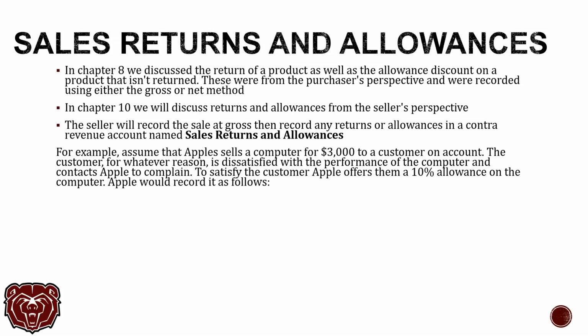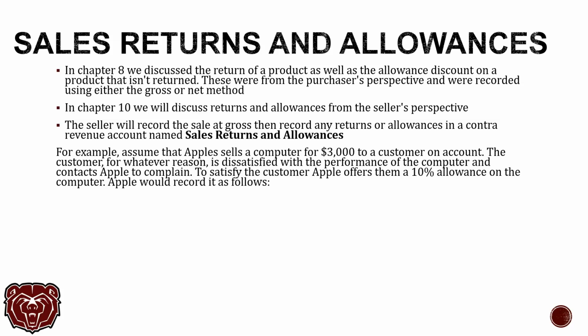We took a look at these in Chapter 8 from the purchaser's perspective, and we recorded them using the gross or the net method. We could choose one. If you recorded it gross, we're going to assume that the discount's not going to be taken, and we don't record the discount until it's actually happened. Using the net method, we're going to record it as though we are going to take the discount. We're making the assumption that we're taking the discount, okay?